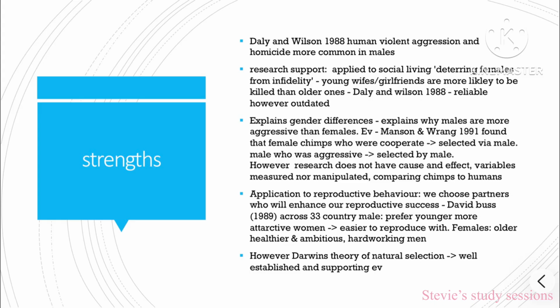David Buss, 1989. Across 33 countries, males preferred younger, more attractive women who were easier to reproduce with, and females preferred older, healthier, and ambitious, hard-working men. As well as this, Darwin's theory of natural selection is well established and has supporting evidence towards it.